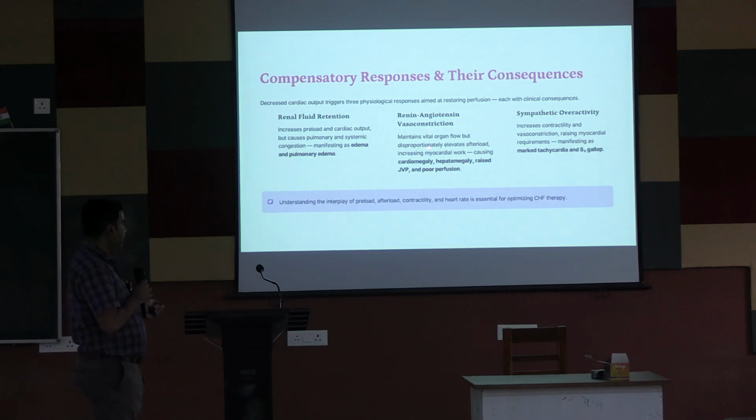Second, renin-angiotensin vasoconstriction, which maintains the vital organ perfusion, but it elevates the afterload and increases the myocardial work, causing cardiomegaly, hepatomegaly, raised JVP and poor perfusion. And third, there is sympathetic overactivity. It increases the contractility and vasoconstriction, which raises the myocardial oxygen demand, and manifests as tachycardia and S3 gallop. S3 gallop is one of the signs of congestive heart failure.